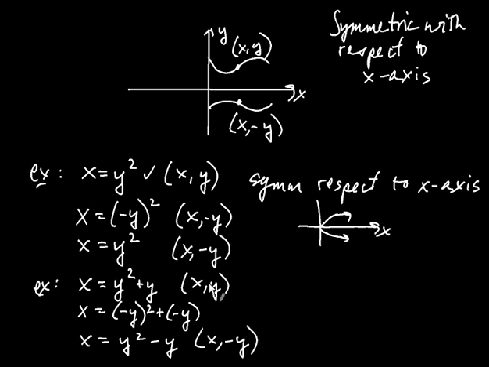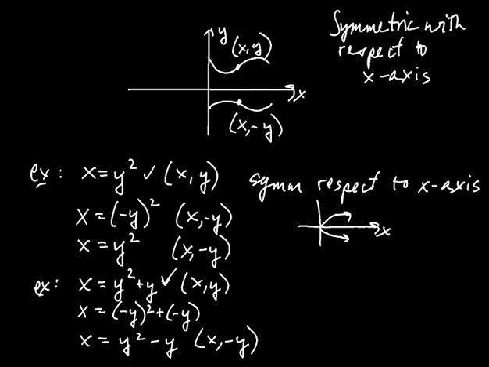So let me ask you, x, y satisfies this equation, but x, negative y satisfies this equation. And these two equations are different. And that means this curve will not contain both x, y and x, negative y. So it doesn't have symmetry with respect to the x-axis. When you graph this curve, it's not going to be a reflection across the x-axis. It failed this test, if you will.